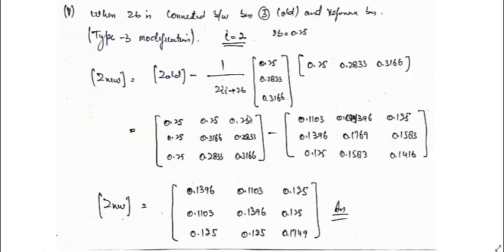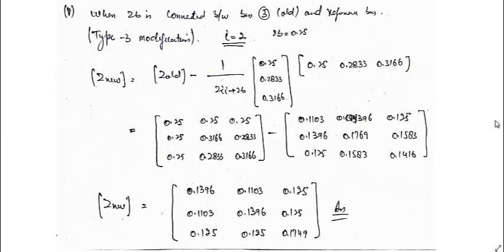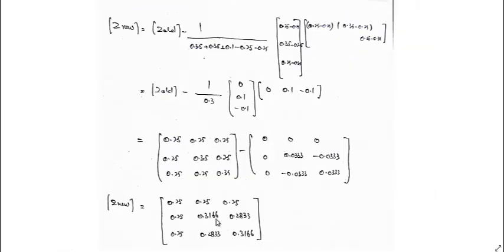So when ZB is connected between the third old bus and the reference bus, that is a type 3 modification. Here I is equal to 2, ZB is equal to 0.25. So Z new will be equal to Z old minus 1 divided by ZII plus ZB. In this case, what is the ZII? ZII is 0.3166. And this is 0.25, because this is the second column. It is I is equal to 2, that is ZII will be equal to 0.3166, again the same.